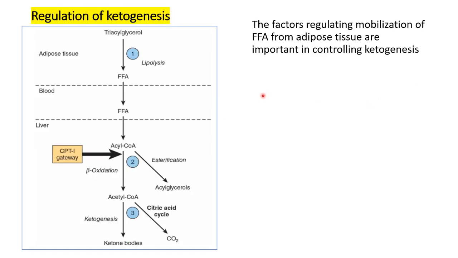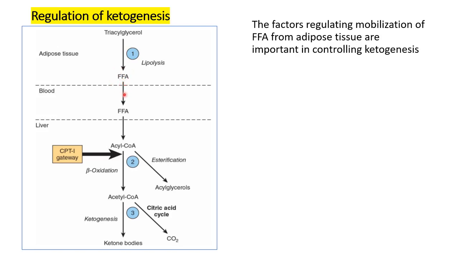Now, regulation. Factors regulating mobilization of free fatty acids from adipose tissues are important in controlling ketogenesis. From adipose tissues, how are the free fatty acids mobilized? First is by lipolysis. The adipose tissue triacylglycerol undergoes lipolysis under the influence of glucagon and forms free fatty acids. So this is one factor. If you can control lipolysis, the ketone body synthesis can be controlled. So lipolysis is one.